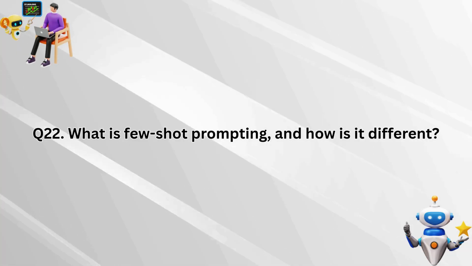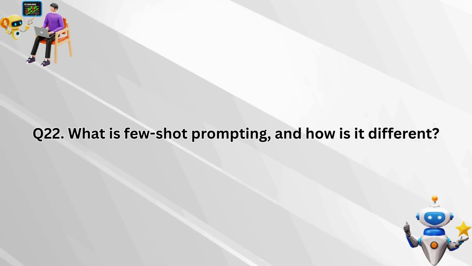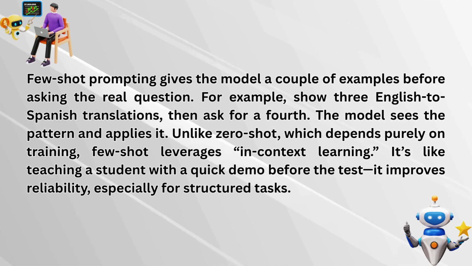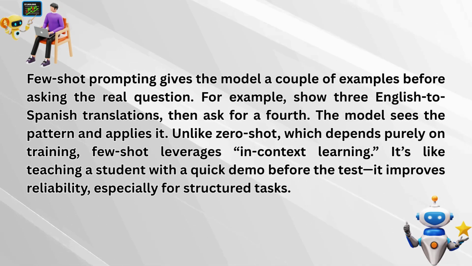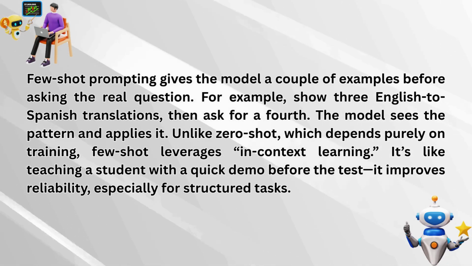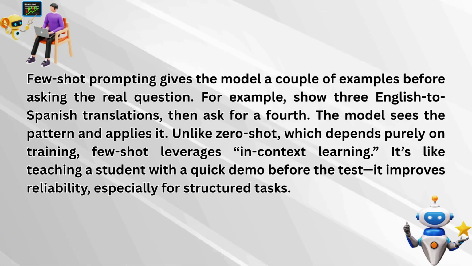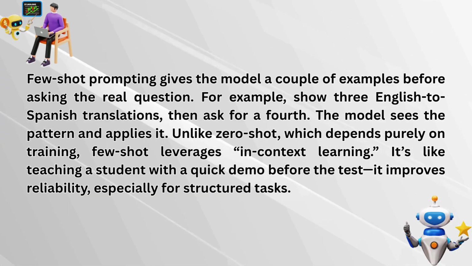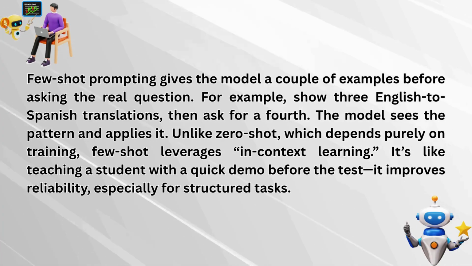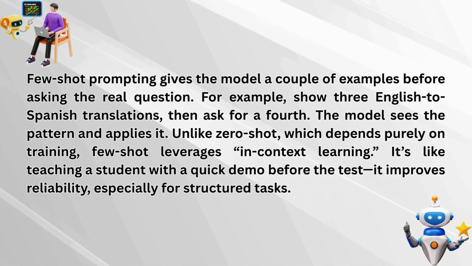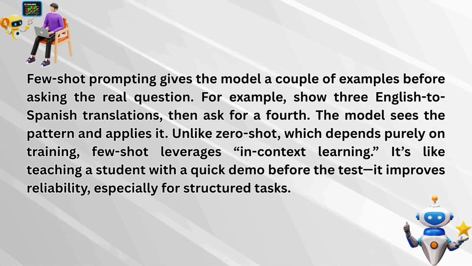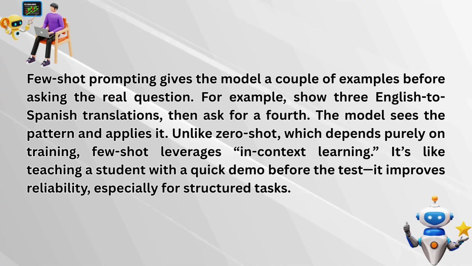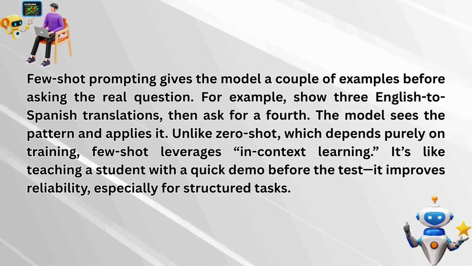What is few-shot prompting and how is it different? Few-shot prompting gives the model a couple of examples before asking the real question. For example, show 3 English to Spanish translations, then ask for a fourth. The model sees the pattern and applies it. Unlike zero-shot, which depends purely on training, few-shot leverages in-context learning. It's like teaching a student with a quick demo before the test. It improves reliability, especially for structured tasks.